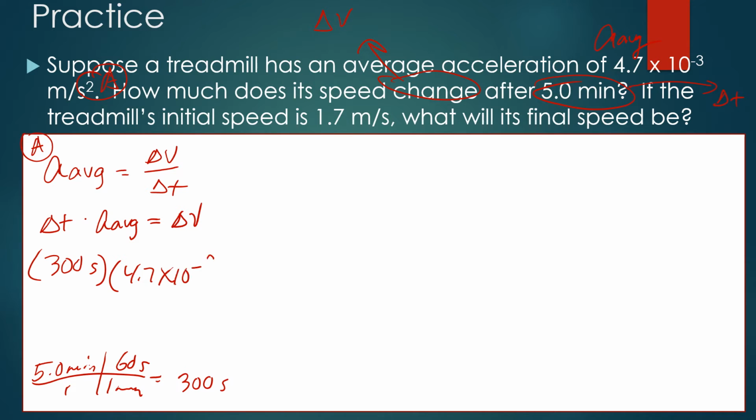4.7 times 10 to the negative 3 meters per second squared. I'm trying to find my average. Sorry, my change in velocity. Apologize for that. So 300 times 0.0047 equals 1.41 meters per second.